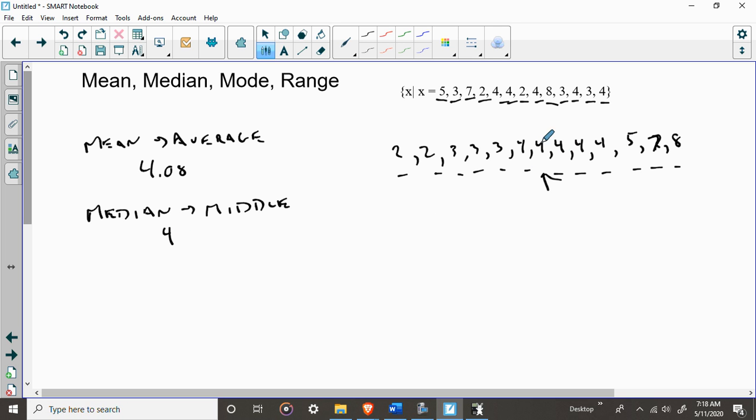If there's an even number of entries, like we talked about in class, you're just going to take the average of the two numbers in the middle. So just add them together and divide by 2.